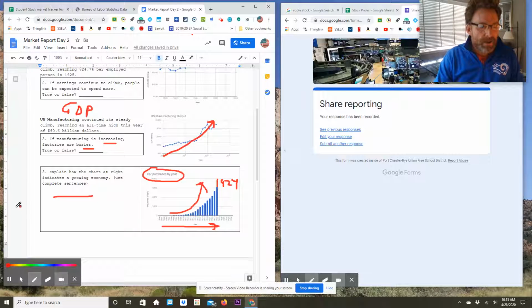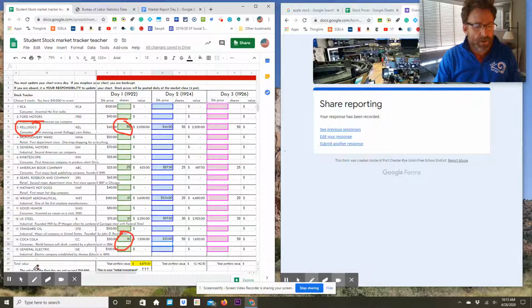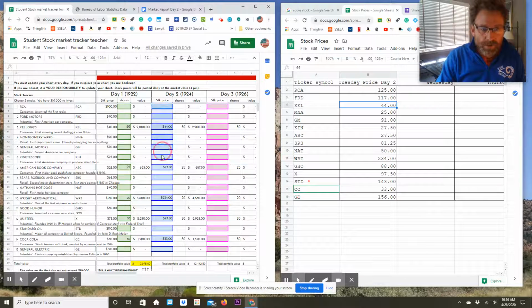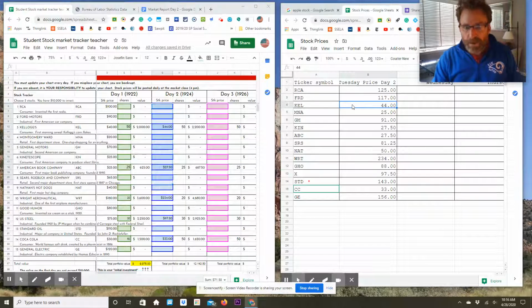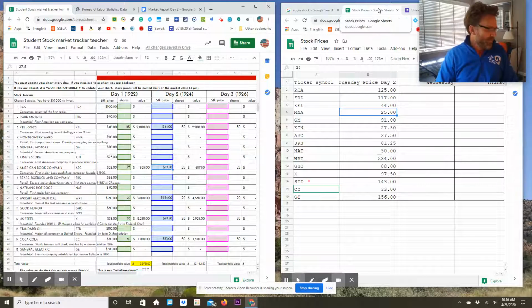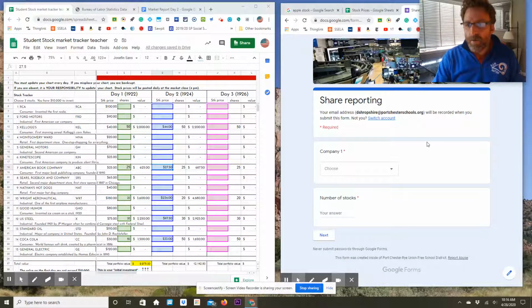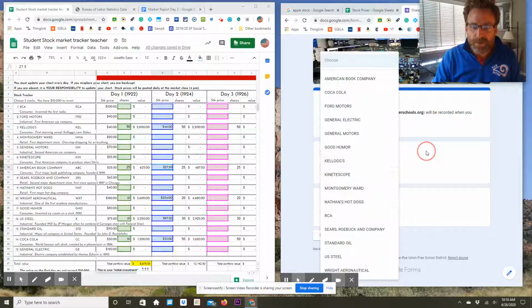That's it for today. You're going to update your stock market ticker over here. Sorry, you're going to update your stock values in the blue cells only here using the stock price sheet for Tuesday price day 2. So here you go. You're going to look at your ticker symbol and update the number. That's the first thing you're going to do. Did I say 4 before? You're only doing 3 things. Sorry. All right, number 2, you're going to update what you bought. You're going to actually report to the government what you bought yesterday. So I bought whatever company. I'm going to drop this down and choose my companies.